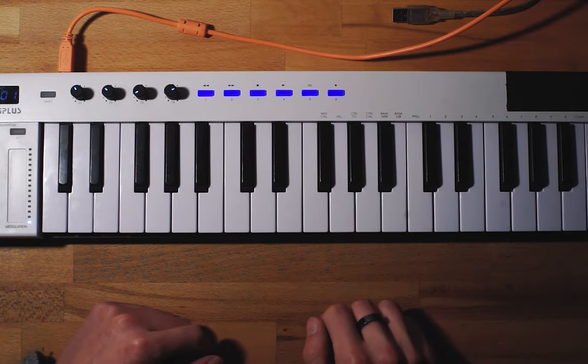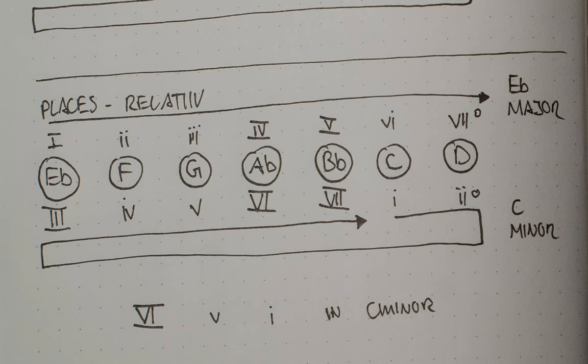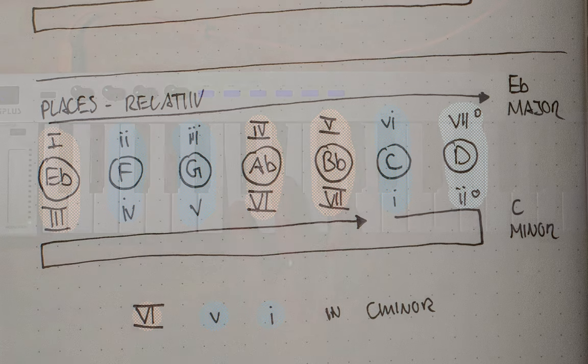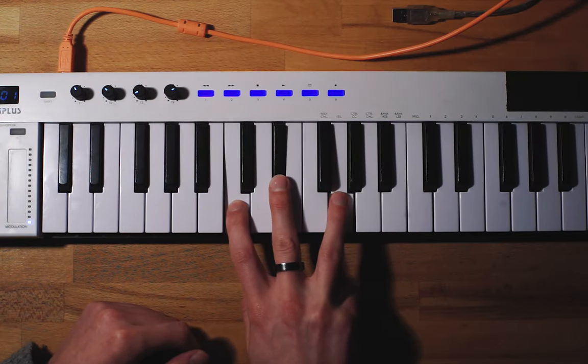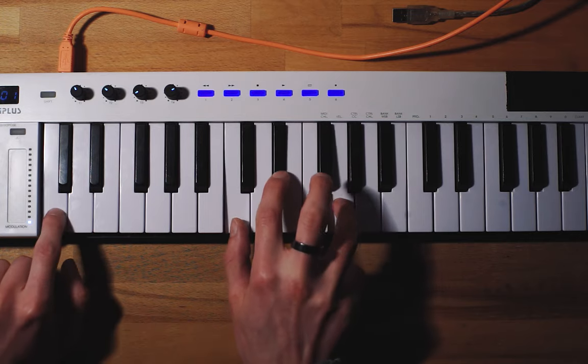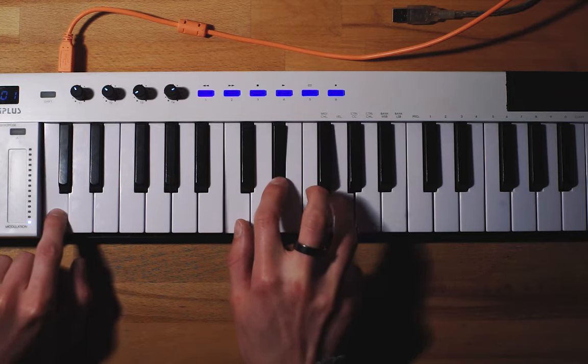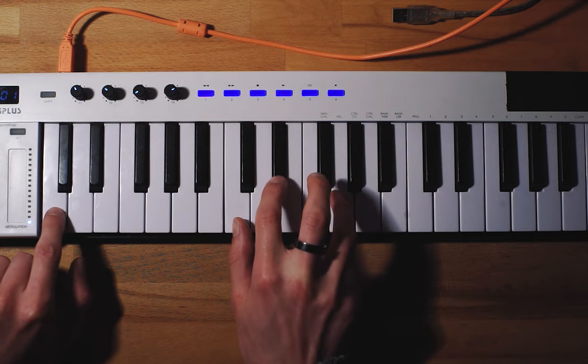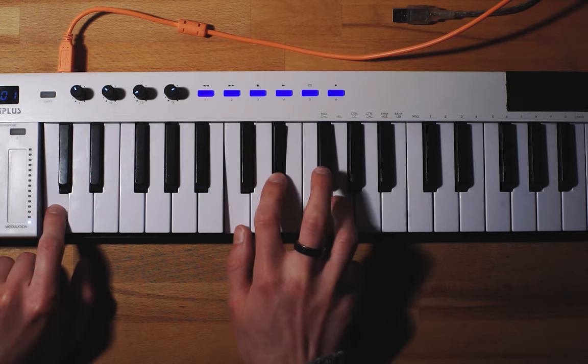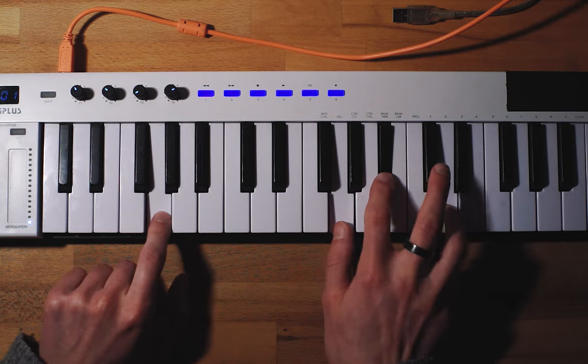Written down using the Roman numeral system, it looks like this. We write minor chords with lowercase characters, major chords with uppercase, and the diminished chord gets a small circle next to it. Now that we have this, we can see that the intro starts out on step one, which isn't surprising because usually songs start and often end on step one, the key they are written in, which is C minor in this case. In the intro, we hear step one, C minor, and step five, G minor.